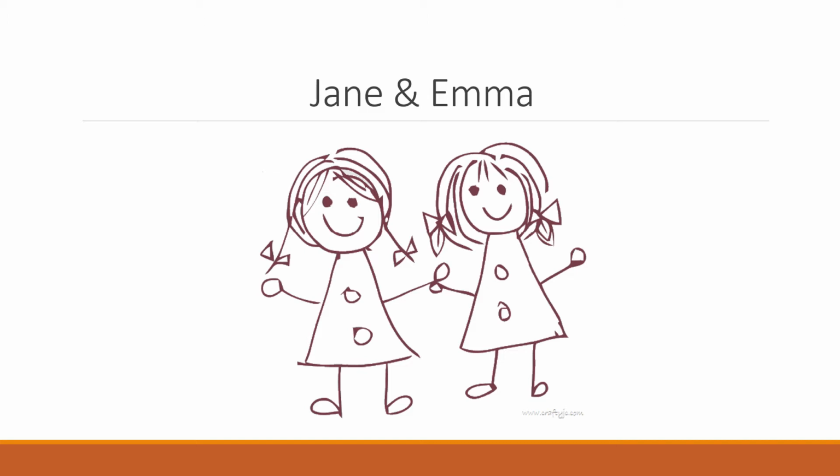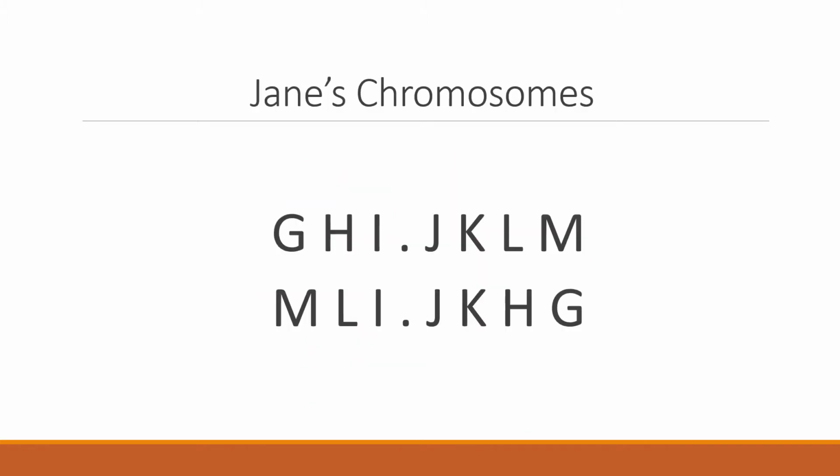Before trying to get pregnant, Jane and Emma decided to go get some testing done to see if either of them had any genetic abnormalities that would impact their fertility. Jane got her test results back first and discovered that she has a chromosomal aberration that will impact her fertility.